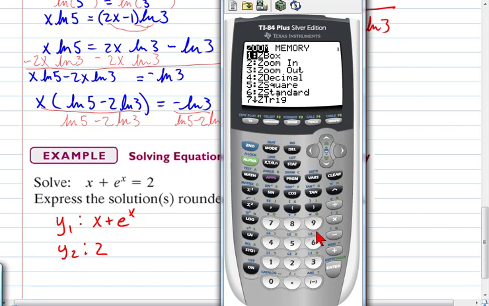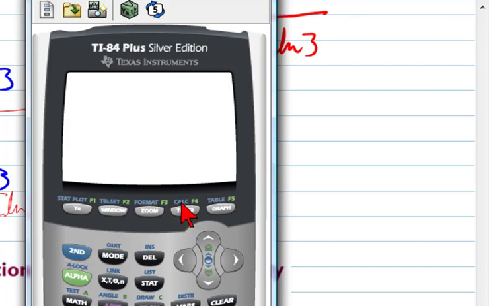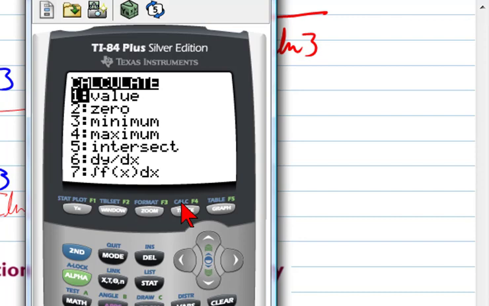However, zoom 6 is your standard zoom. I have a feeling we're going to need to zoom in some. We don't really have to because we're going to use the intersect function. We could get a better picture if we zoomed in, but that's not necessary. Does everybody know how to get to the intersect part of your calculator? Second trace gives you this whole big window. And right here is what we're looking for, intersect.